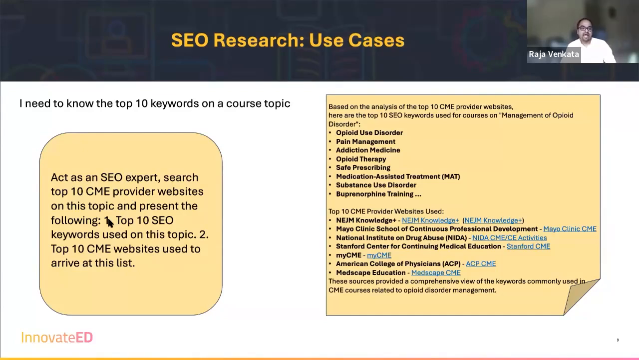And then I was specific about how I want the output to be listed. I want the top 10 keywords. And for my own fact checking, I want the top 10 CME websites. So if I were to break it down, assigning a role, making it very specific about what it needs to do, and then giving it very specific output directions are the three things that I took care of when I came up with this prompt.